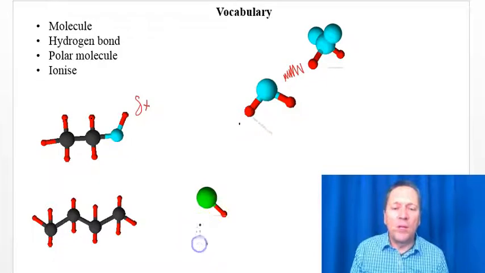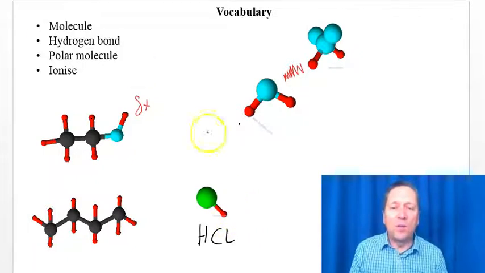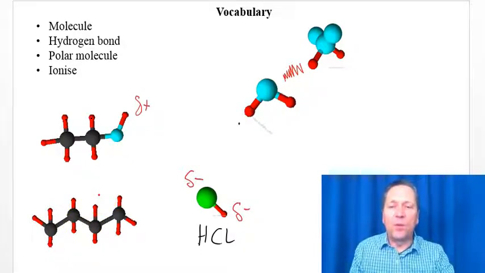Here's hydrogen chloride, HCl, also a polar molecule. The chlorine atom here draws the charge away from this bond, away from the hydrogen atom, leaving the hydrogen atom slightly positive, and the chlorine atom slightly negative. This molecule over here is butane, another kind of molecule.